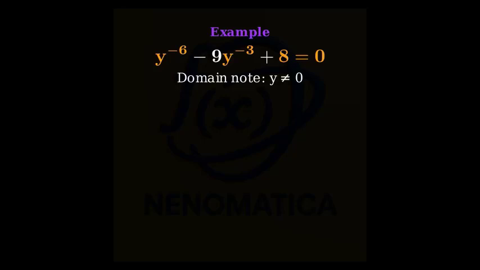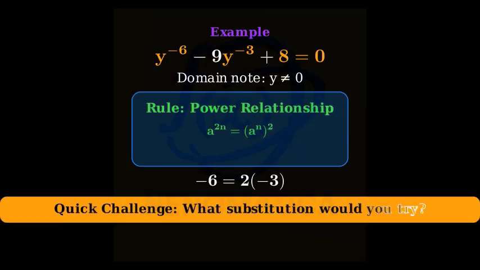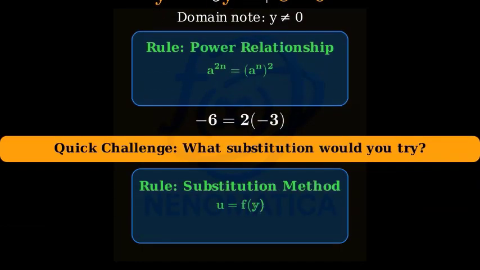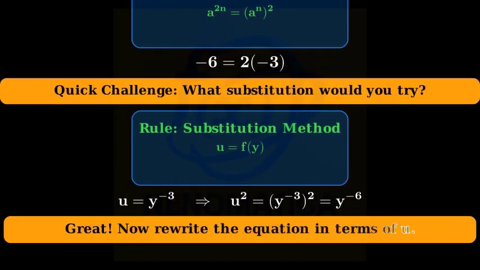Step 1. Identify the relationship between the powers. We use the power relationship rule. Observe that -6 equals 2 times -3. This tells us the higher power is exactly the square of the lower power. Step 2. Define the auxiliary variable. We apply the substitution method. Let u = y^(-3). Then u² = y^(-6).